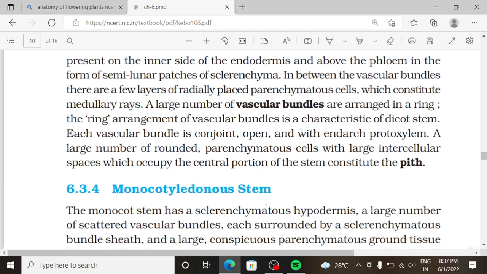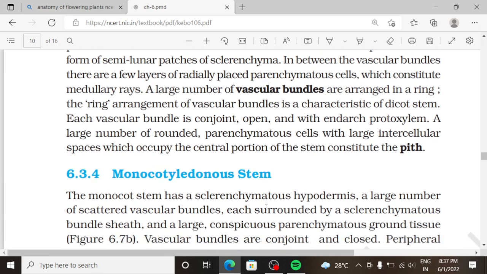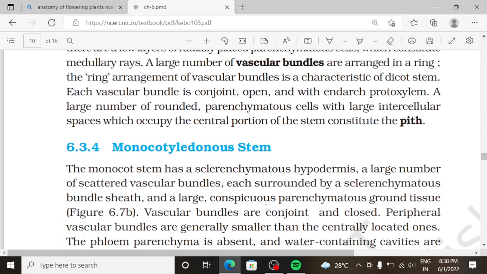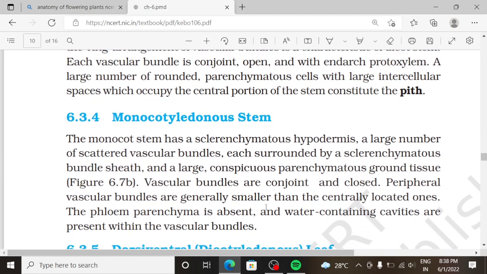A large number of vascular bundles are arranged in a ring. The ring arrangement of vascular bundles is a characteristic of dicot stem. Each vascular bundle is conjoint, open and with endarch protoxylem. A large number of rounded parenchymatous cells with large intercellular spaces which occupy the central portion of the stem constitute the pith.